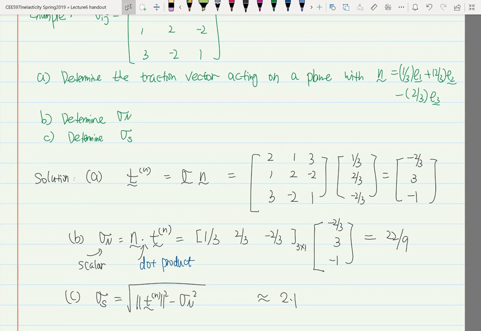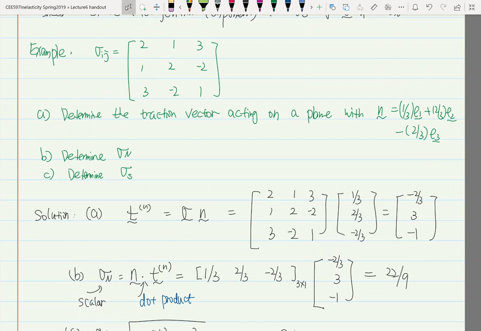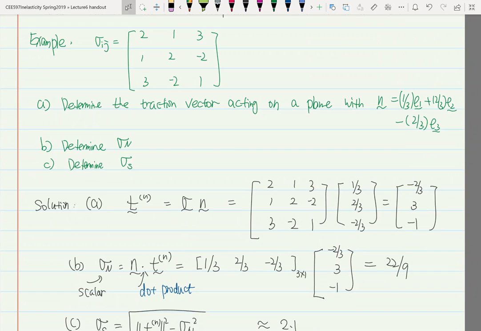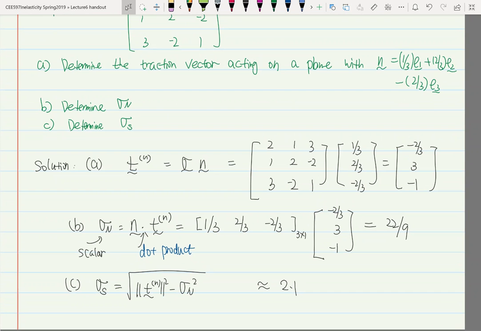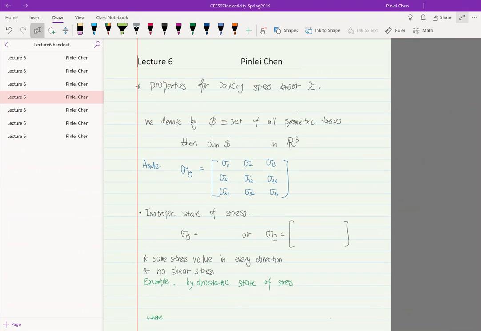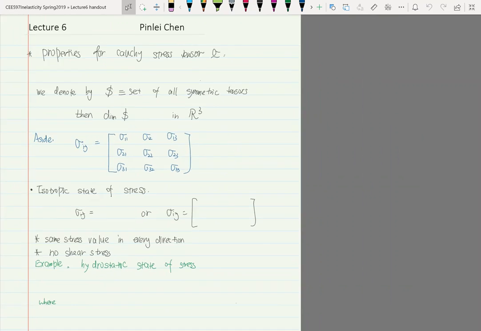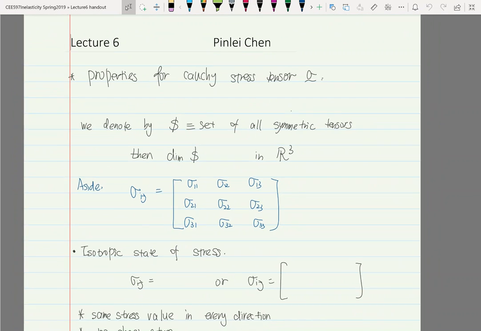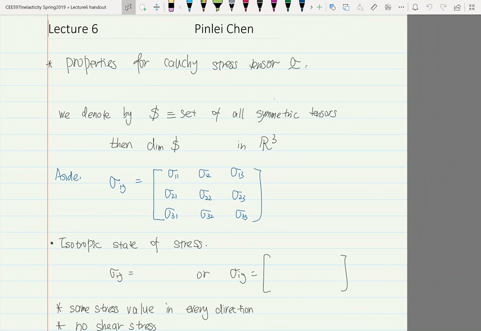From this small example, we just wanted to clarify what a tensor acting on a vector is and how to do that, which is basically just matrix multiplication, and then how to do the dot product, and then how to get the other component by taking the square root. So it's really easy. Now we go to the next part.